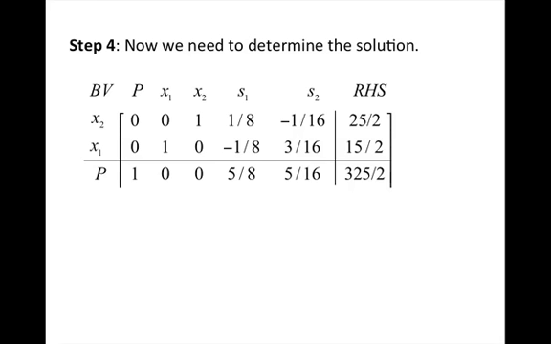Since this is my final table, I look at my basic variables. I have both values for the x's and the p. X sub 1, go to the right-hand side of row 2, was 15 halves. X sub 2 is in row 1, so go to the right-hand side for row 1, and you get X sub 2 equals 25 halves. And P is always your last row, so P equals 325 halves.